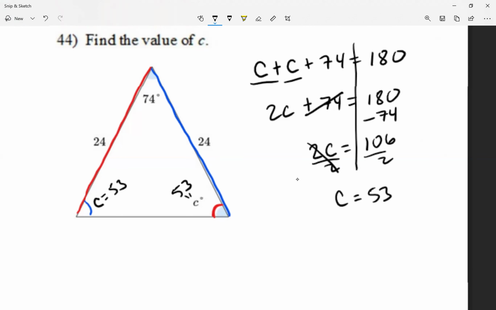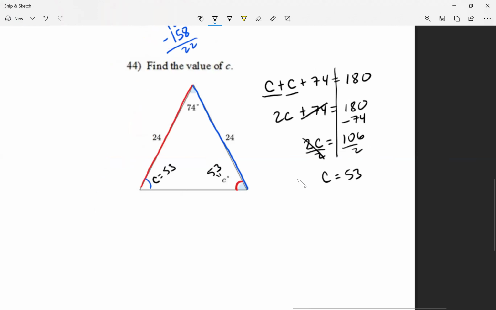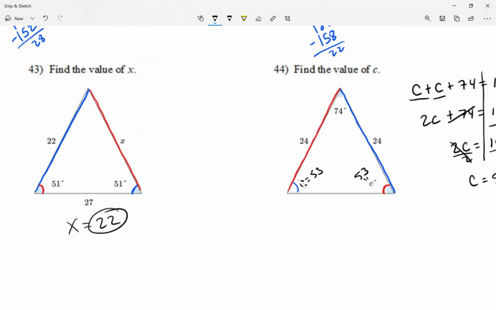If two angles are equal, that means two sides are equal. That's why we saw number 43. If two sides are equal, then that means two angles are equal. That's why we saw number 44. But I said I was going to work up until 48. So let's take a look at questions 43 to 48. Let me flip my page.